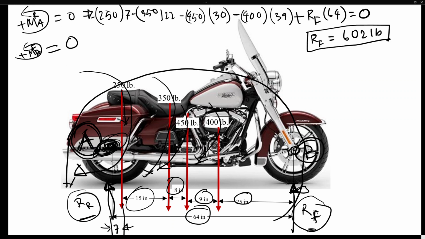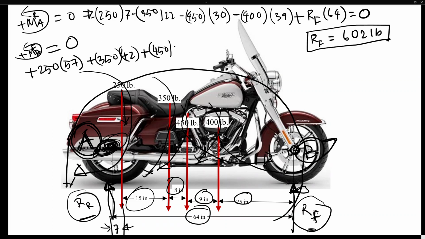Similar situation. However, in this case, all these different loads with respect to the front wheel, this 400 now will cause a counterclockwise moment. So all of this load will do a counterclockwise moment. Starting from the passenger, which is 57 inches away, that will do a counterclockwise, which is positive. So 250 pounds is 57 inches away from the front wheel, plus 350 pounds, that is 42 inches away from the front wheel, plus 450 chassis weight, that is 34 inches away from the front wheel, plus 400 pound engine weight, that is 25 inches away from the front wheel.